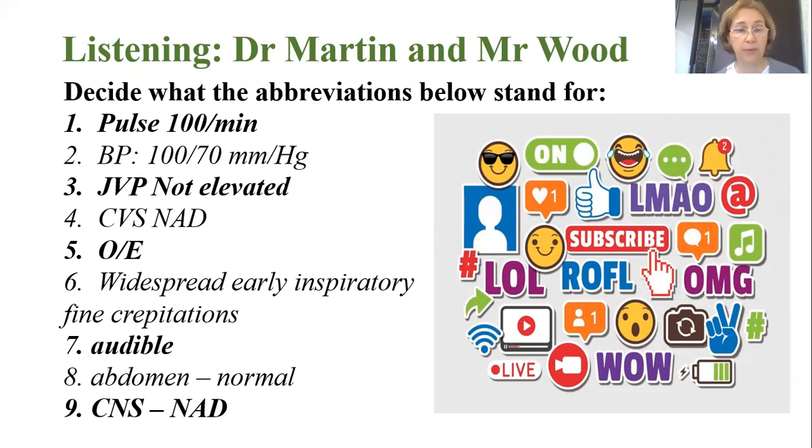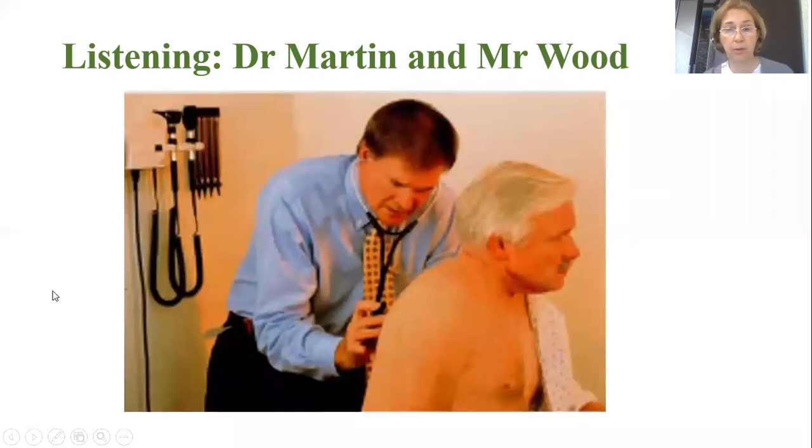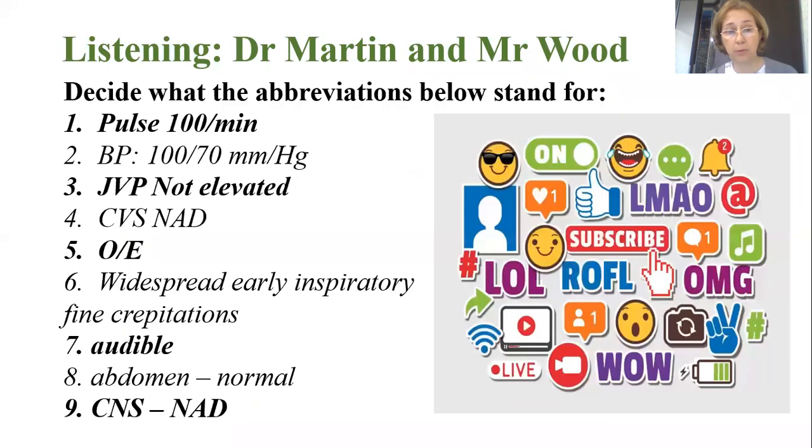And number 7 is audible. What does it mean, audible? Afs, can you explain it? Any ideas about audible? If, for example, like here in the picture, the doctor just listens to. Like hearing? Yes, so it means that the doctor can hear some sounds in his lungs, for example.